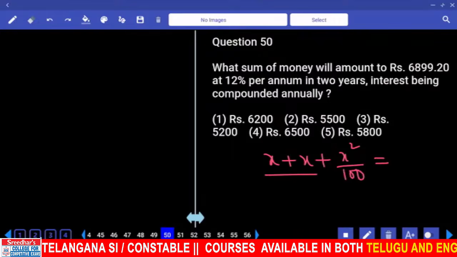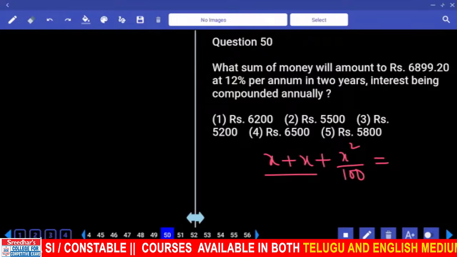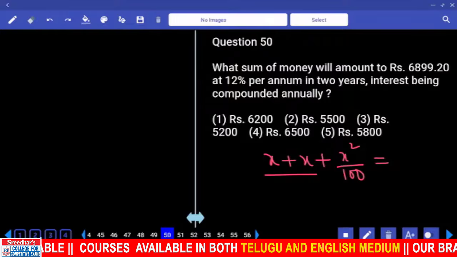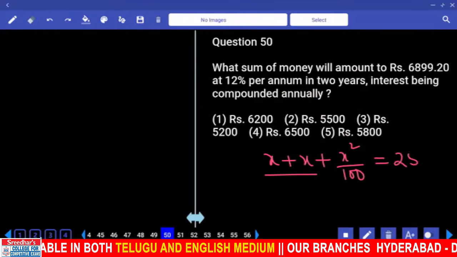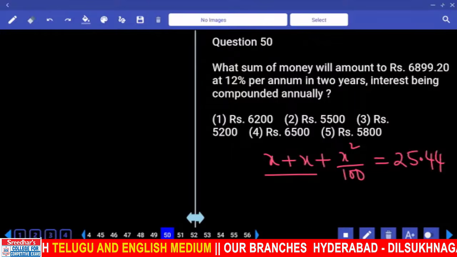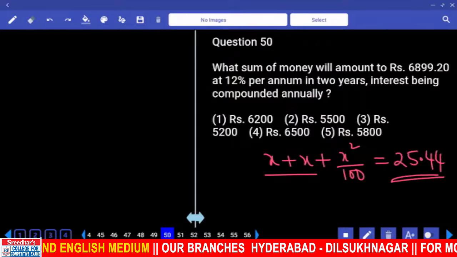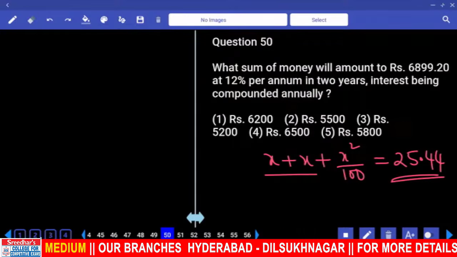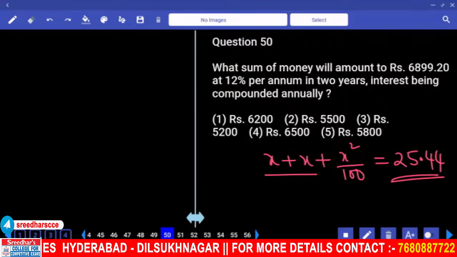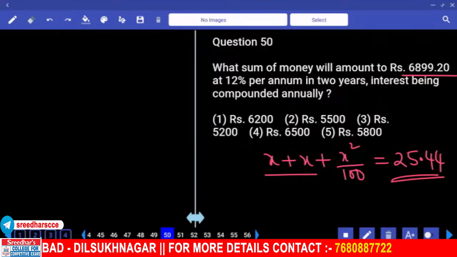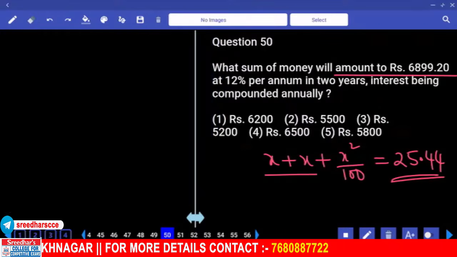12 plus 12, 24. 12 square by 100, 1.44. Total 25.44. This is interest, right? Then amount is 125.44. Are you okay? 6899.2 is amount received.